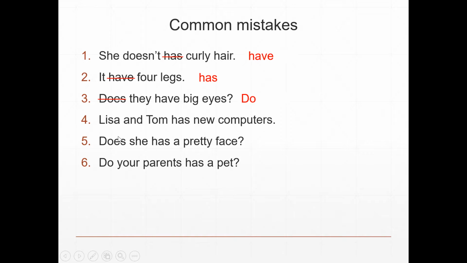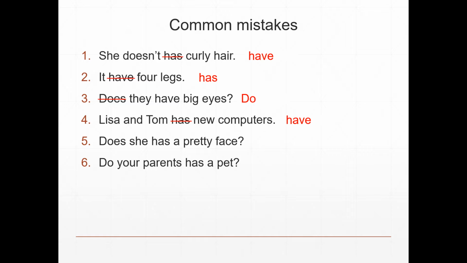Number 4, Lisa and Tom has new computers. So where's the error, everyone? Yes, the error is has, because Lisa and Tom are a plural noun. It refers to they. So they cannot be used with the verb has here. We need to change has to have. Lisa and Tom have new computers.